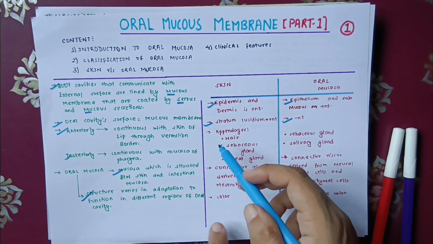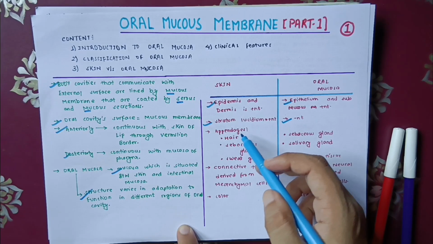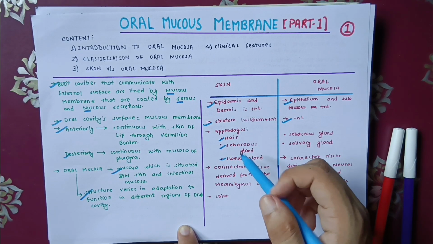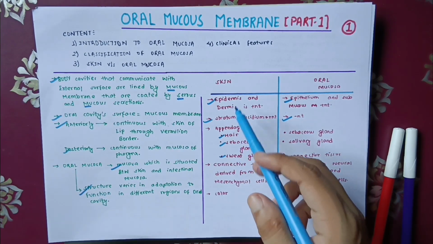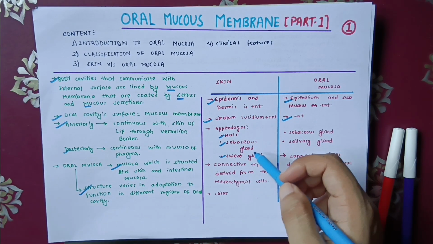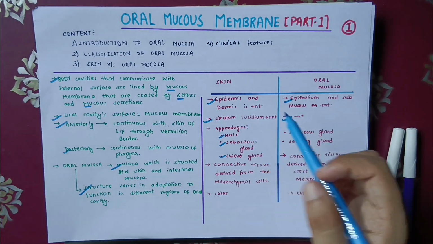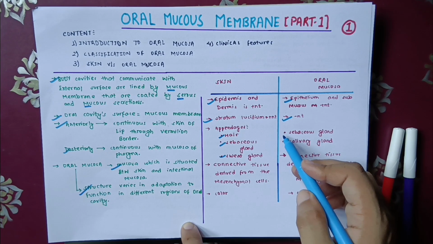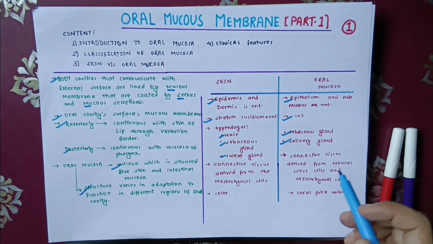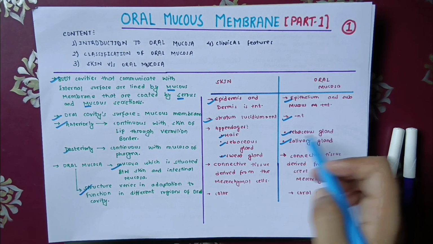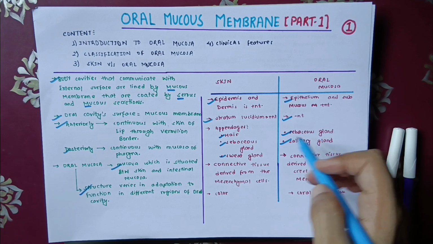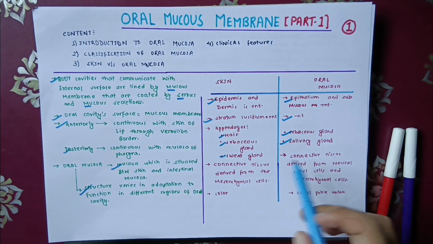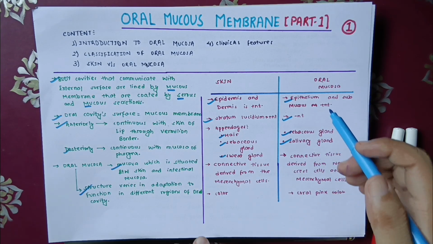After that, in another point, appendages. In the appendages section, the hair, sebaceous glands and the sweat glands are present in the skin. There are hair follicles in the skin, sebaceous glands, and sweat glands. But in the oral mucosa there are not such appendages, but there are sebaceous glands and the salivary glands. The salivary glands are the most important appendages of the oral mucosa, and there is also a sebaceous gland present there, but it is not functional in the oral cavity.